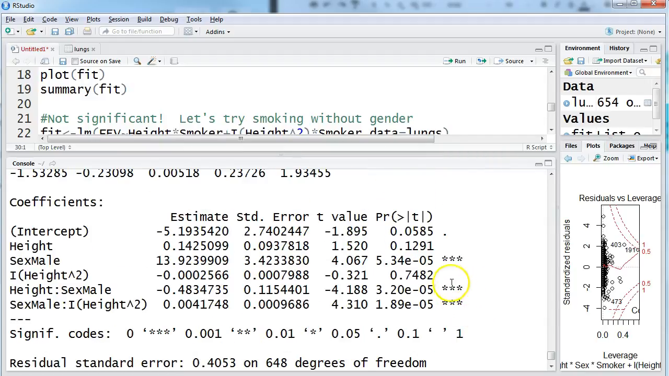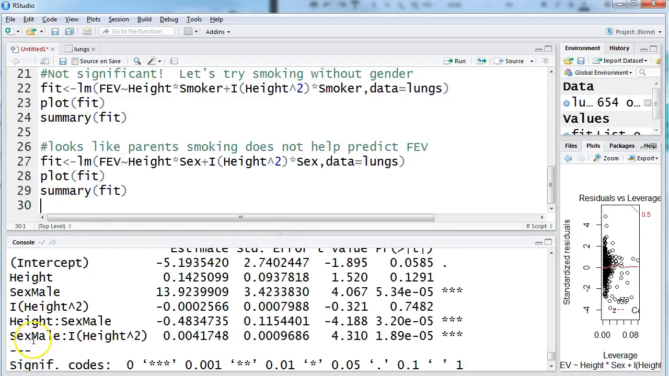Now, which ones are not? We have height squared was not significant, but male times height squared was. And here we have height is not significant, but male times height was. And this leads us into the classical debate. If two variables times each other are significant, but one of those variables is not, do you include it or do you not? And I'm okay with whichever way you decide to go. I'm going to choose to leave it in, which is probably the more common choice among statisticians, but you can go the other way if you want.